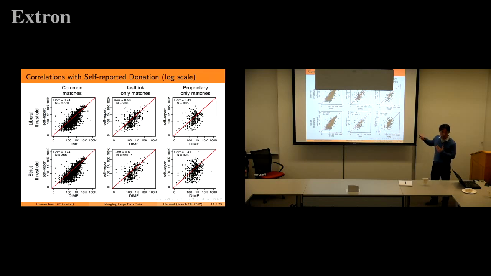But at least the people don't seem to be lying too much when it comes to reporting. People are underreporting. Yeah, that's what's surprising. People are underreporting. Yeah, that's right. But maybe the people who are more likely to underreport are likely to be matched.